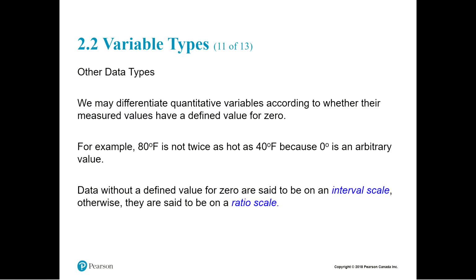We may differentiate quantitative variables according to whether their measured values have a defined value for 0. For example, 80 Fahrenheit is not twice as hot as 40 Fahrenheit because 0 is an arbitrary value. So data without a defined value for 0 are said to be on an interval scale. Otherwise, they are said to be on a ratio scale. A lot of terms.